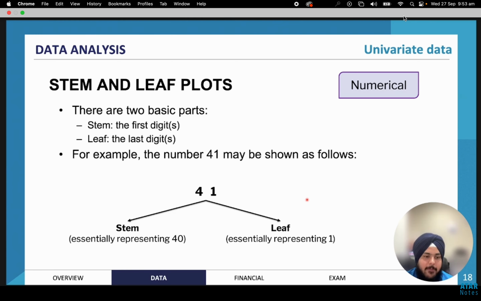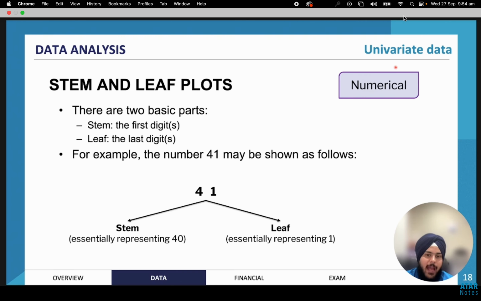Okay, so then we have stem and leaf plots. So stem and leaf plots are basically a type of plot which has two components. So it has a stem and a leaf. And what the stem represents is the first digit of a data, or if it's, for example, a decimal, it could represent the decimal part as well. So we'll look at that in an example. And the leaf represents the last digit.